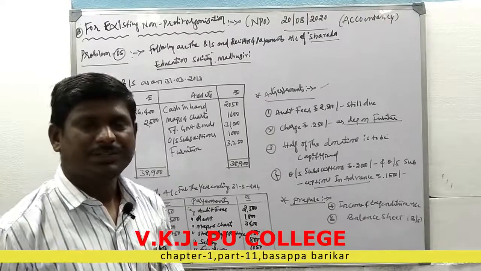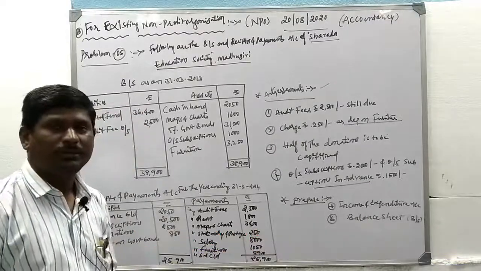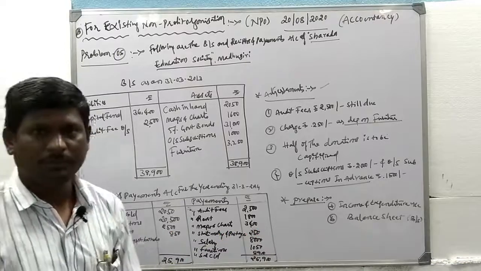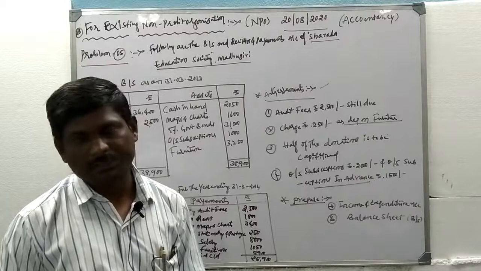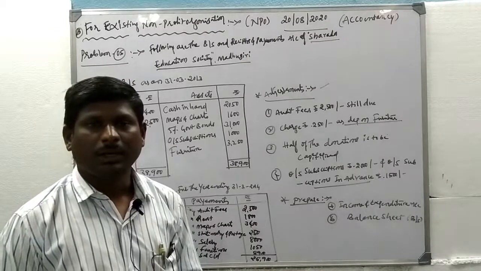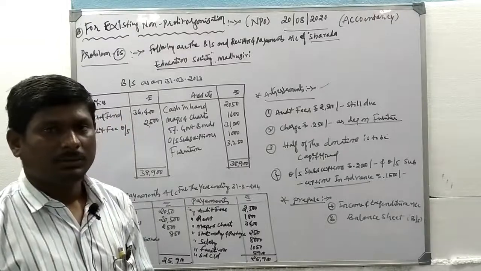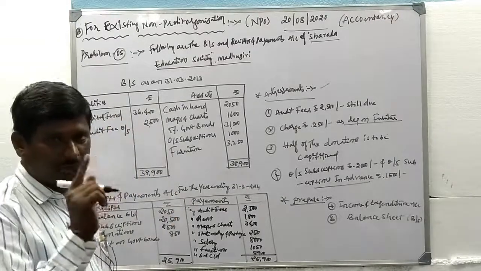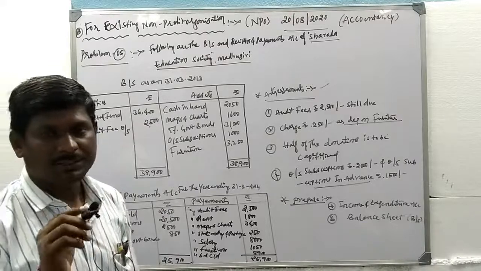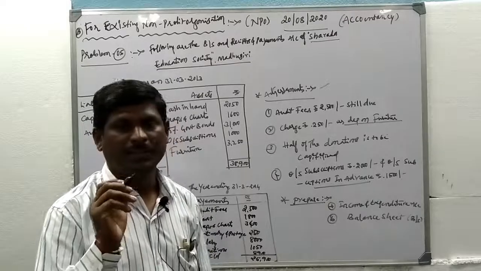Today we discuss a non-profit organization problem that asks for a 12 marks question. In previous classes we also discussed 12 marks questions on non-profit organizations. For a new non-profit organization, in the previous classes we discussed the income and expenditure account and balance sheet.